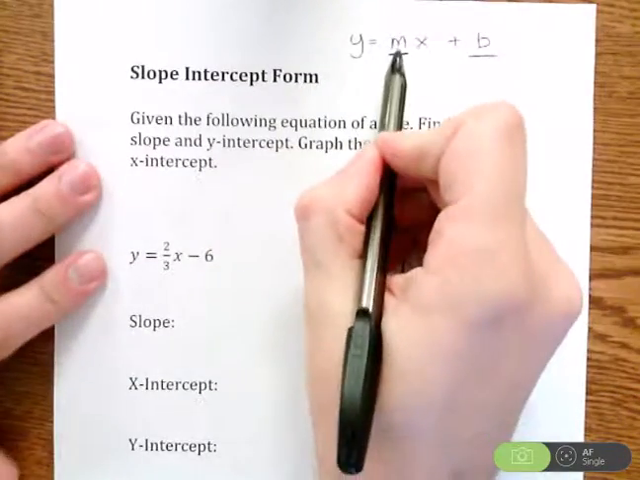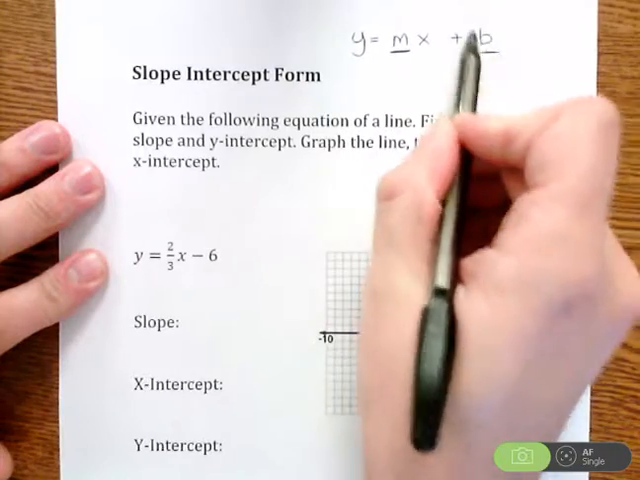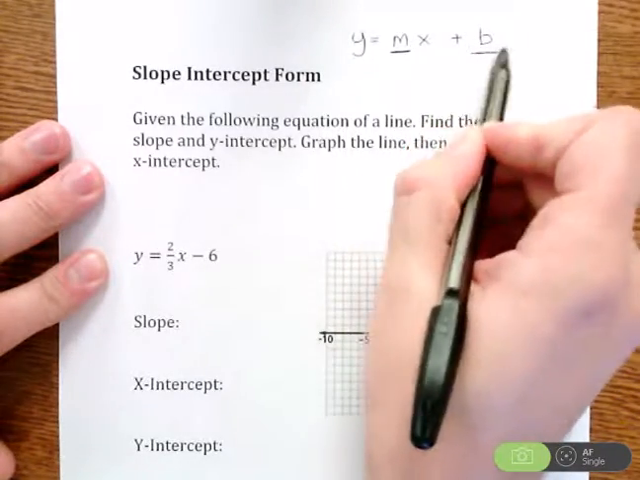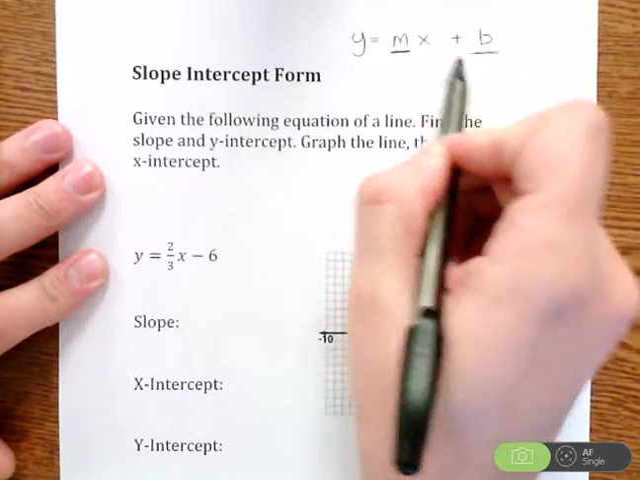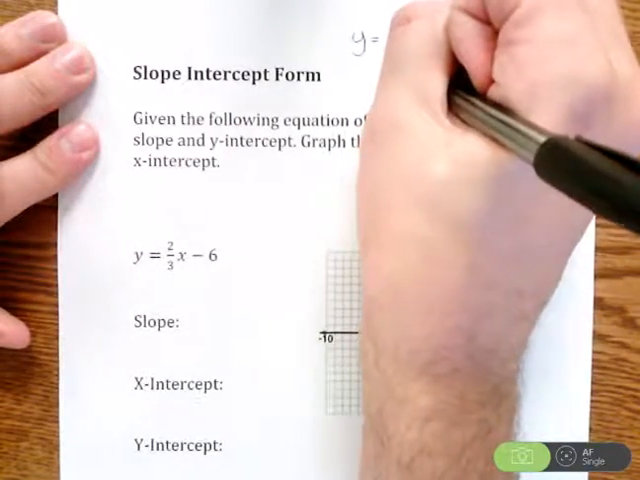So you don't typically see m and b. You're going to see a number in place of the m and a number in place of the b. And it doesn't have to be positive. It could be a minus. It doesn't matter. What's important is the number, and we've looked at this in class.